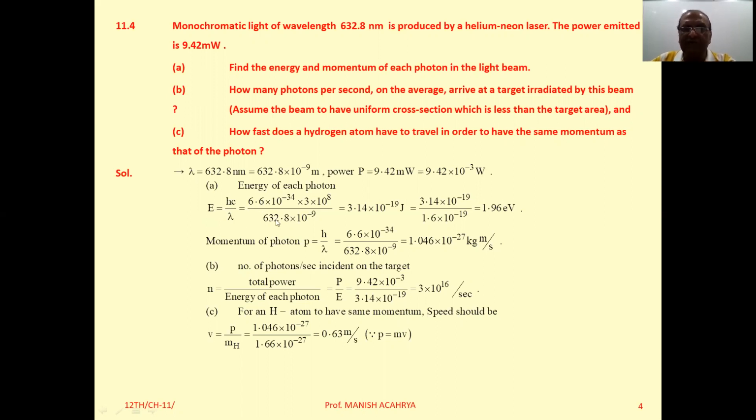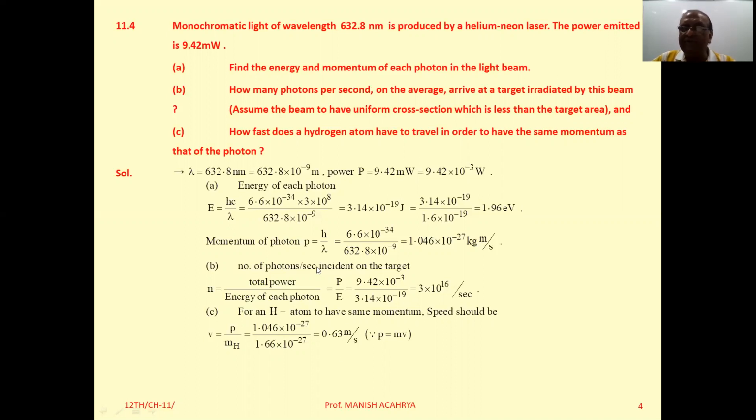So we can write energy of each photon, E equal to hc upon lambda. Substitute the value of h, c and lambda which is given to you. You will get energy in terms of joule. Then divide it by 1.6 into 10 raised to minus 19. Your answer will be 1.96 electron volt. Then after, momentum of each photon.